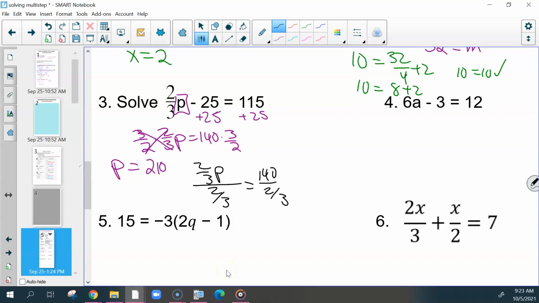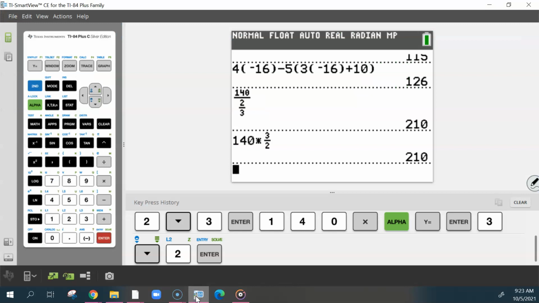Can we go back? Yeah. That's 140 times 3 over 2. Yes. Okay. So you could really do either or, but I would prefer that you just multiply by the reciprocal. It'd be easier than trying to put in double fractions.